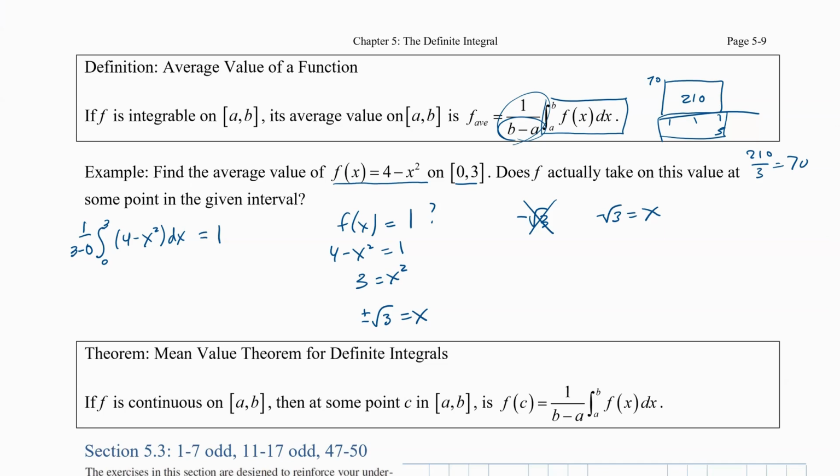All right. Now this is not surprising to us because we actually have a theorem that says somewhere, if a function is continuous, there's some place in the interval where the function is equal to the average of the function. And we call that the mean value theorem for integrals.